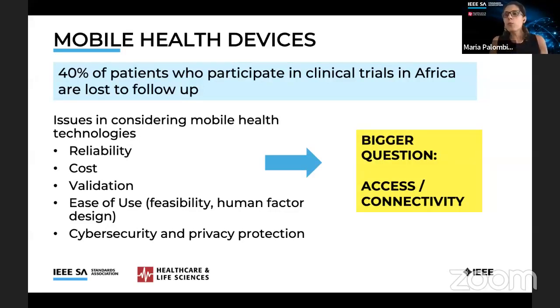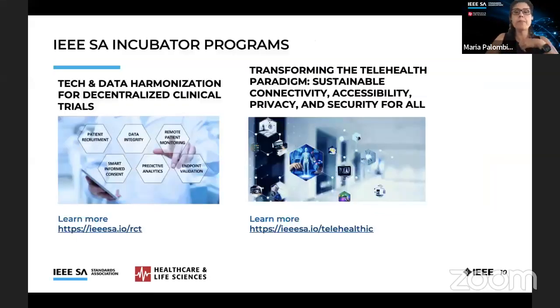In order for these to work, you either have to have access to mobile data transmission or Wi-Fi or some sort of element of internet to transmit the data, which is a larger issue beyond just the pharmaceutical landscape. So there are some open programs, and we're going to share our slides for sure, where you all can find out about these programs.